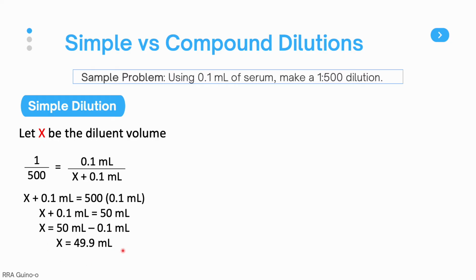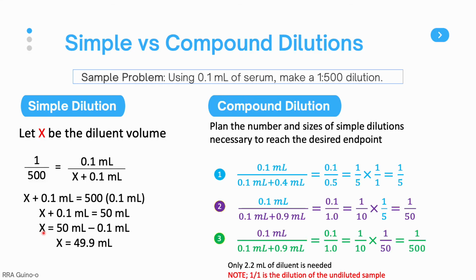Now in the laboratory, this may be too much diluent to use for a single sample. And sometimes we don't have the luxury of having a lot of diluents. That's where you can make a compound dilution. So in a compound dilution, you can plan the number and sizes of simple dilutions necessary to reach the desired endpoint. So here, we are planning to make 3 tubes, and as much as possible, we want to make a compound dilution that is the least amount of steps and the most efficient way and most practical way to get our final dilution.